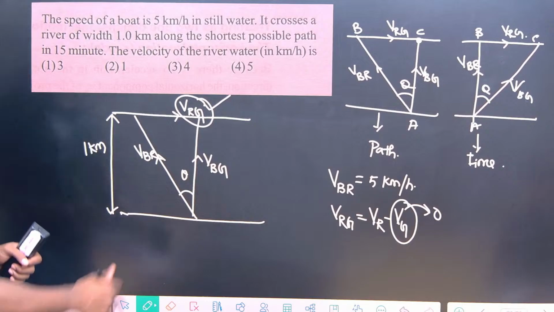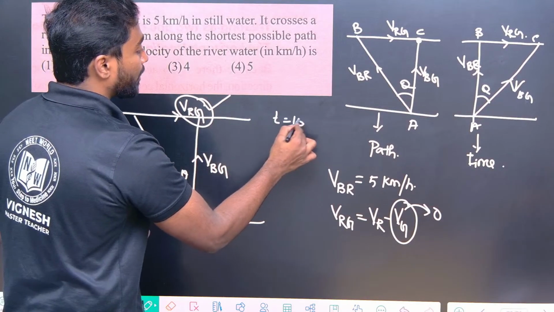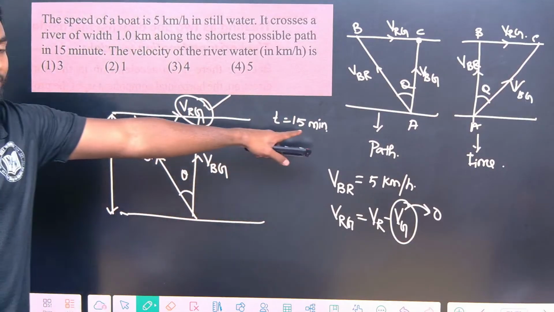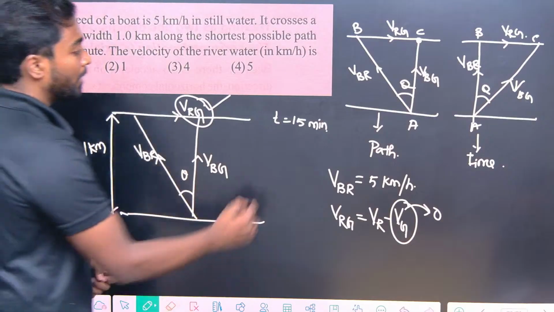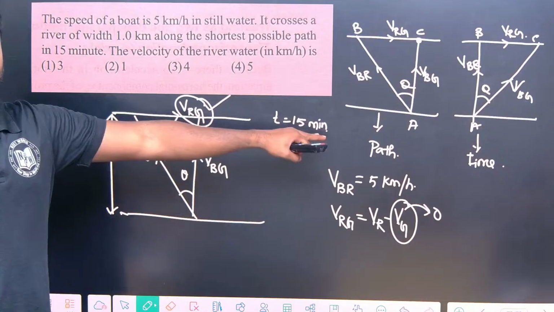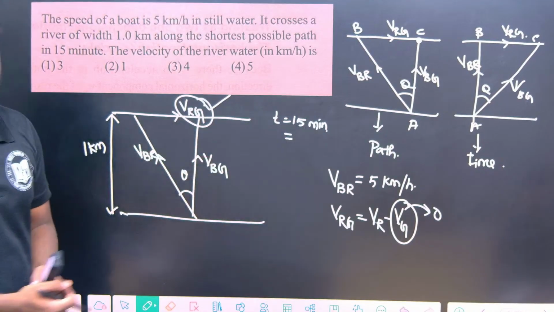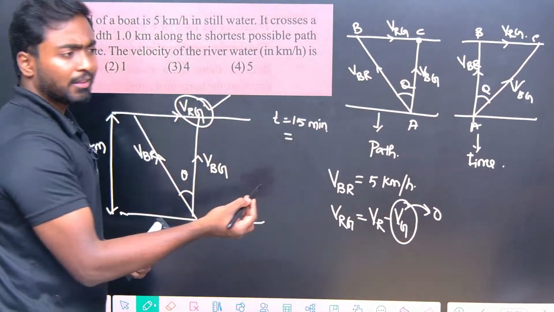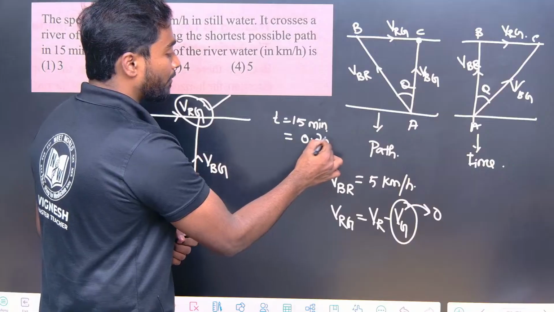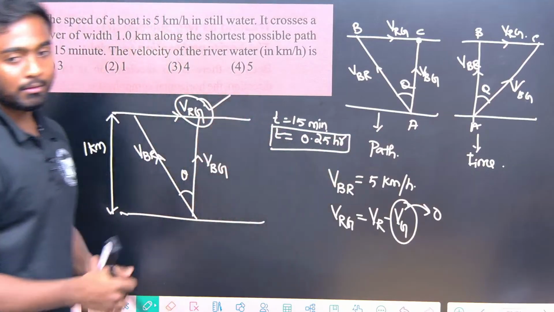So time is given as 15 minutes. Everything is in kilometers and hours, so I need to change this also into hours, which is 1/4 of an hour. 1/2 is half an hour, and 1/4 is 15 minutes. So 1/4 is nothing but 0.25. So 0.25 hours is my time.